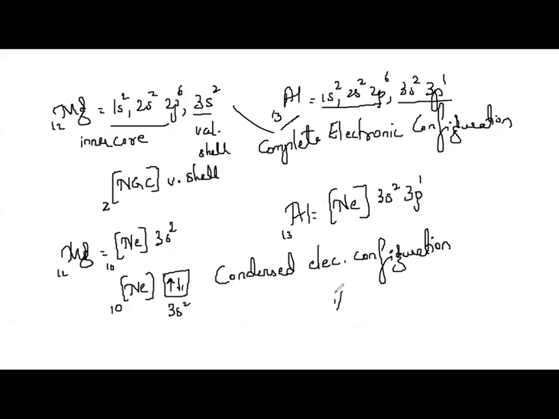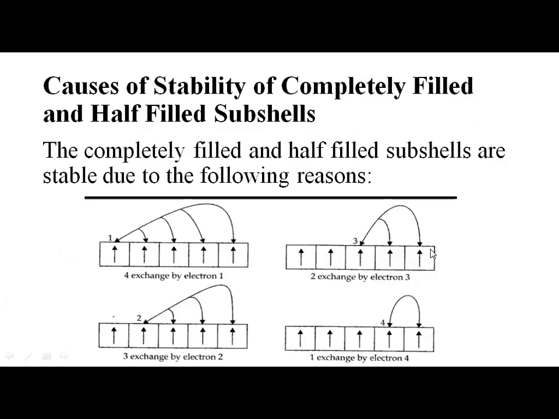For aluminium, how do I write? I will write the noble gas core configuration here, 10. Represent the 3s box with 2 electrons, spin up, spin down, and a 3p box with 1 electron, so 3p1. This is how we write the orbital diagram, for complete as well as for condensed electronic configuration.